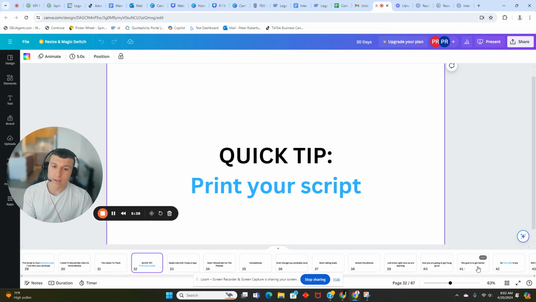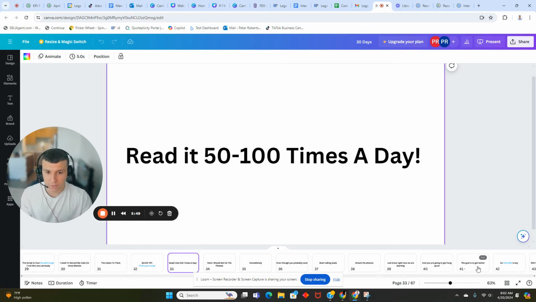Now, quick tip, you need to print your script. This script is important. Make sure you print that script and go through it word by word, line by line, flipping pages, highlighting, marking where you are in the script and then turning the script over. And again, I want to say, read it 50 to 100 times every single day.